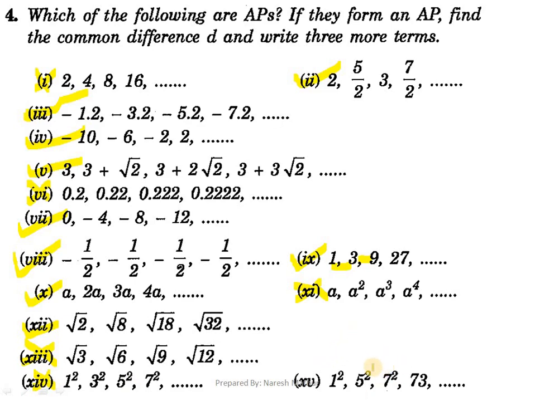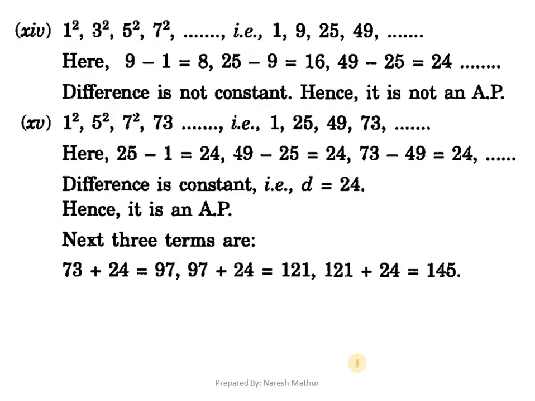The last one, 1 square, 5 square, 7 square, and 73. Let's check the common difference. 1 square is 1, 5 square is 25, 7 square is 49, and the difference is 24. The difference between 49 and 25 is also 24, and the difference between 73 and 49 is also 24. The common difference is the same, so yes, they are making an AP, because the common difference is the same, that is 24. So the next three terms would be 97, 121, and 145.